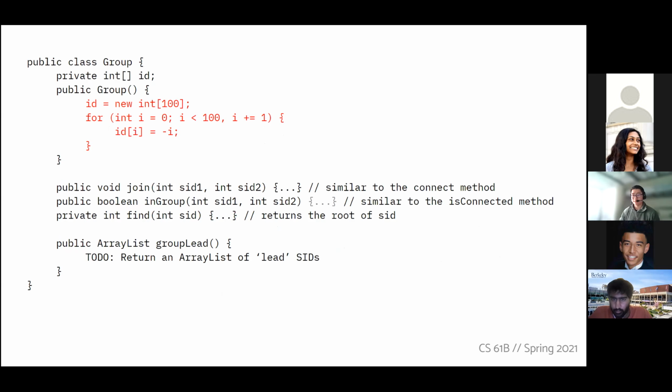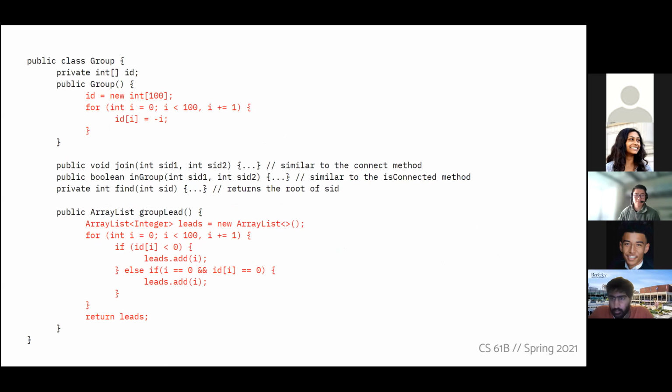There's many different ways to implement this, but this is just sort of my thoughts on it. So group lead should return an array list. That means that we obviously need to instantiate a new array list. And since we know that the SIDs are primitive int objects, and that an array list must take in an object, in this case, the wrapper class for a primitive int is the integer object. So we instantiate that. And then we can go ahead and loop through the array.